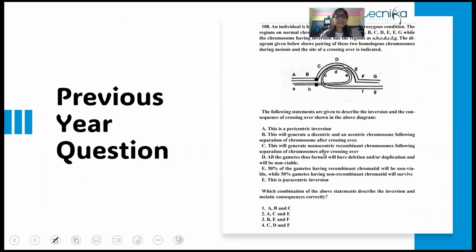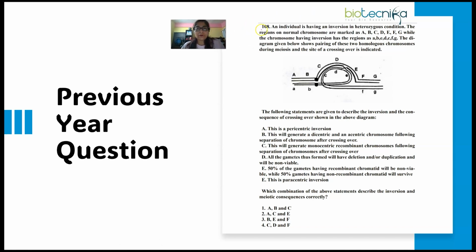Another question which is very frequently asked from this topic of mutation mostly comes from chromosomal aberration. It is a diagram like this. If you have gone through the previous year question papers, you will see this kind of question is very common. Now, what is this question saying?